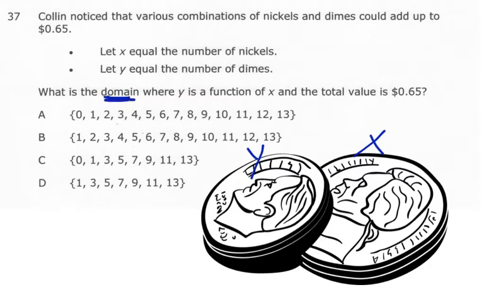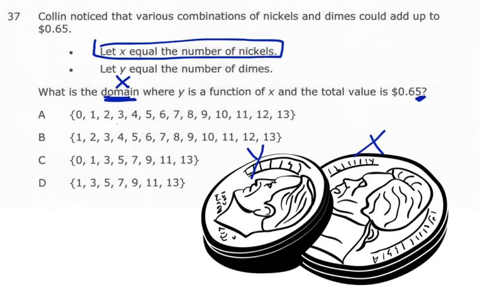Well, the word domain tells us all the x values. So that means we're just looking for the number of nickels. That's what the question is asking for. What are the possibilities for nickels? Well, I know nickels are going to be like 5, 10, 15, 20. And I know that the total value ends in a 5.